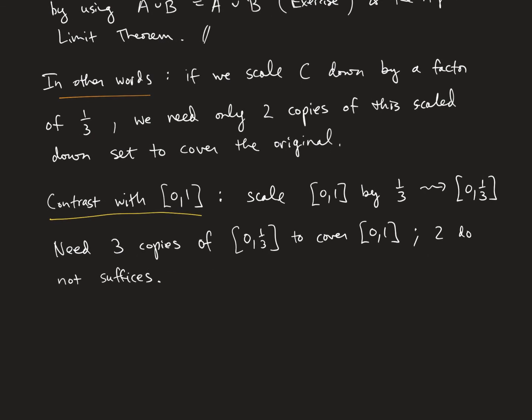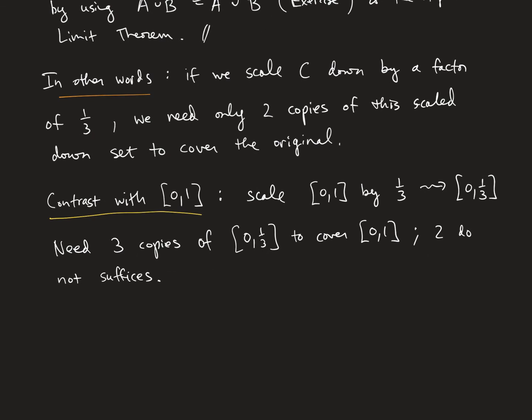So you might also compare with a point. If you take a single point and you scale it by 1/3, you still just have a single point. So you only need one copy, right? So the dimension of a point is small; it's 0. You only need a single copy after you do the scaling to cover. But with an interval, you scale by 1/3, you need 3 copies to cover the original.